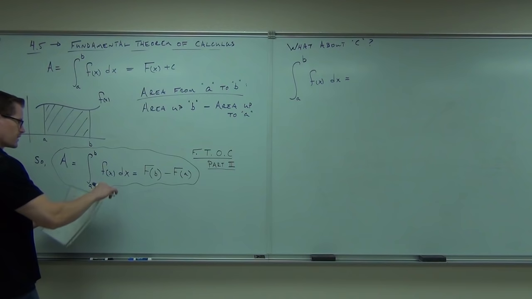Here would be net signed area. Where would your integral start, ladies and gentlemen? Zero. Where would it end? Two. Your function is 1 minus x squared dx. This right here is net signed area. Do you understand? It would take the area above the x-axis, subtract the area below the x-axis because it would be negative, and that would be your net change in area. Okay, that's what that would be.